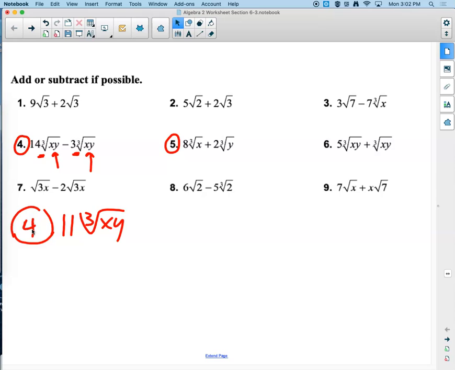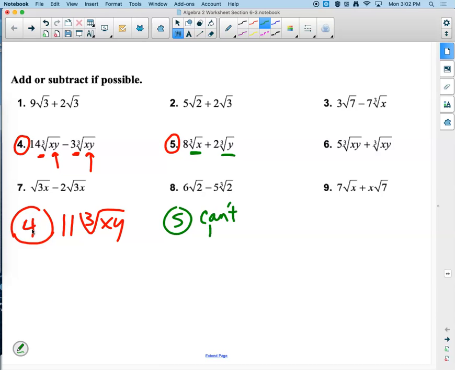Then we get to number 5, and in number 5 we have a cubed root of x and a cubed root of y. And those are not the same radicands. They do have the same index. The index is a 3, but they're not the same radicands, so we can't do that. And we would just write can't be simplified. And I saw some of you writing can't do on your worksheets, and that's exactly right. So can't be simplified, cannot be simplified.